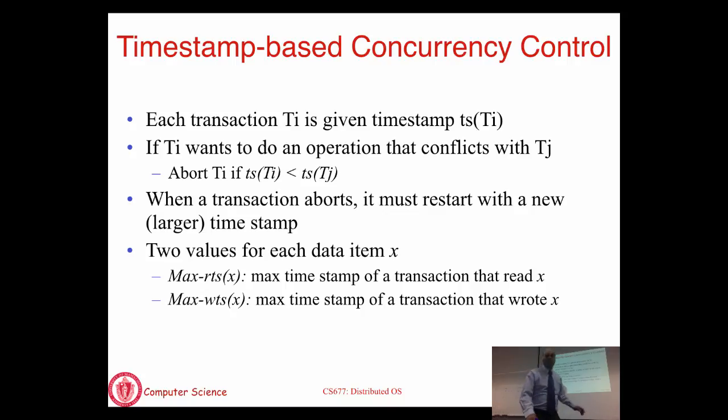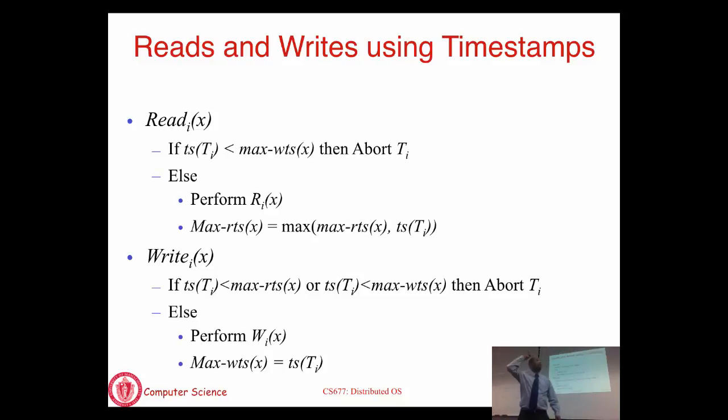Okay, so here's the simple technique that's going to prevent it. If transaction I wants to read X, you're going to look at the timestamp of X, and then you're going to look at the write timestamp. If the write timestamp is newer, that means a newer transaction has already written to X, and you are trying to read it.